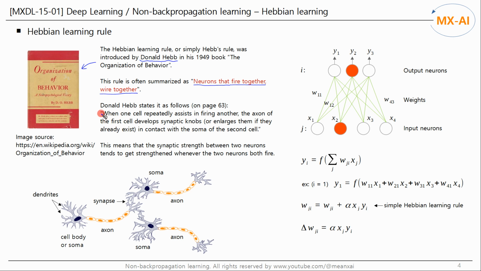Donald Hebb states it as follows. When one cell repeatedly assists in firing another, the axon of the first cell develops synaptic knobs or enlarges them if they already exist in contact with the soma of the second cell. This means that the synaptic strength between two neurons tends to get strengthened whenever the two neurons both fire.